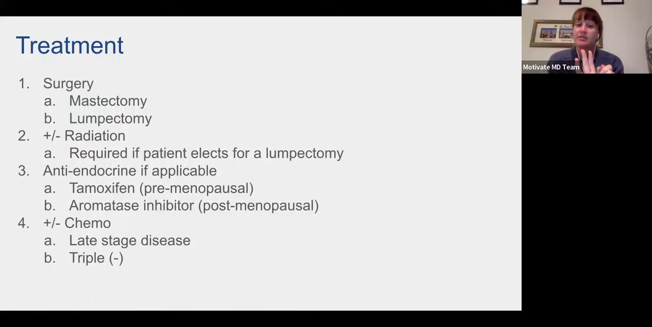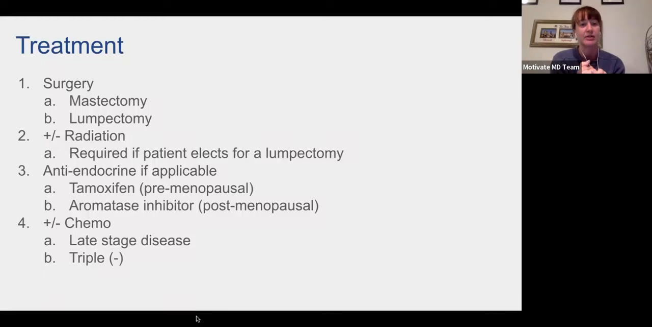Some people will then go on to receive radiation, and radiation is required if you are having a lumpectomy. So you can either have a mastectomy, or you can have a lumpectomy and radiation. That's really kind of the two buckets that we fall into. And they are equally good as far as treating goes, especially if you have an early cancer. Most surgeons would say, please get a lumpectomy. I don't want to completely distort your breast, and just do the radiation afterwards.